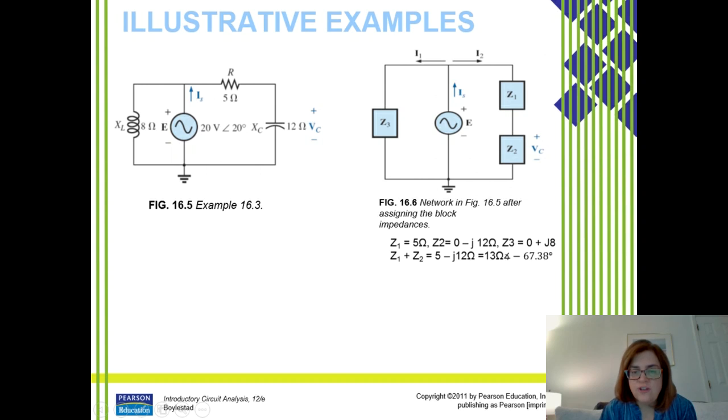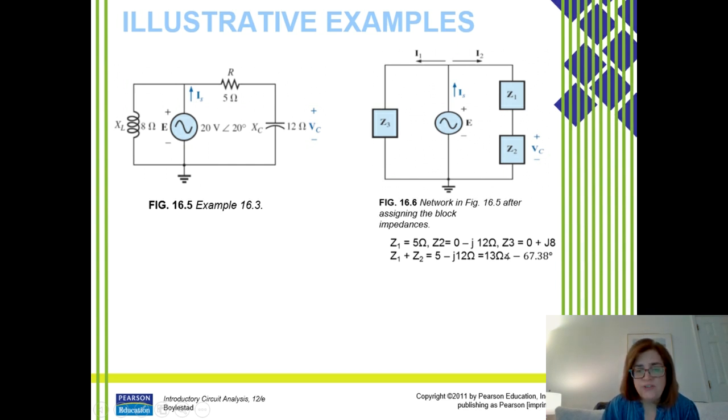So let's first look at our block impedances. Z1 is 5 ohms, 5 at 0 degrees, or 5 plus 0J, whichever way you want to note that. Z2 is going to be 0 minus 12J, or 0 minus J12, same thing, or 12 at negative 90 degrees. And Z3, our inductor, is going to be 0 plus J8 or 8J, or 8 at 90 degrees. If you want to use polar form, that's fine. If you want to use rectangular form, that's fine.